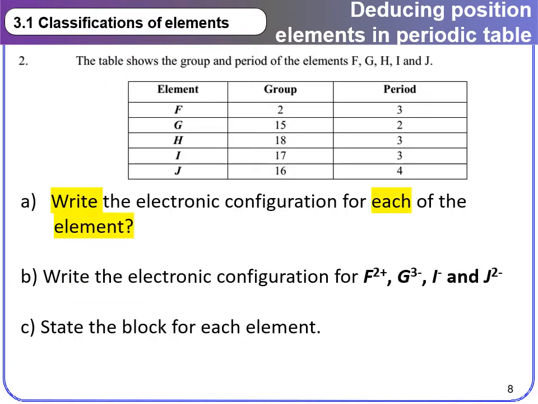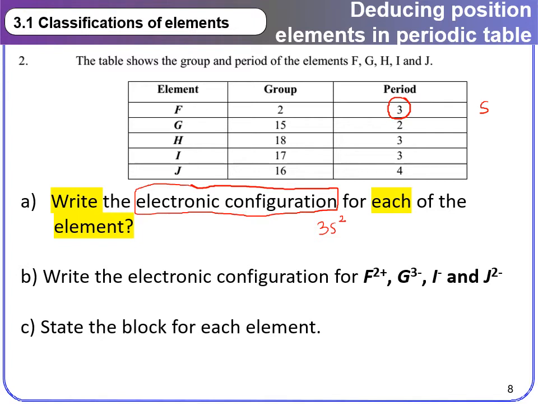Okay, let's continue with question number 2. This question now is giving us the position, and then we are going to write out the electronic configuration. So the other way around. For element F, we will focus on period 3. So I know that we will end up with the 3. Group 2 is an s block element, so that means we end up with s2.